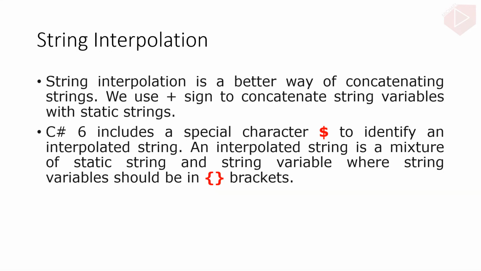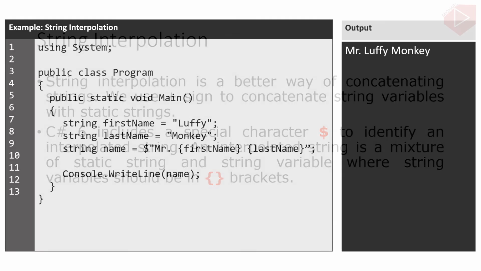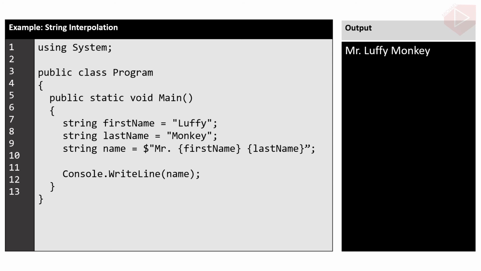String interpolation is a better way of concatenating strings. We use the plus sign to concatenate string variables with static strings. C# 6 includes a special character $ to identify an interpolated string. An interpolated string is a mixture of static string and string variable where string variables should be in brackets. This sample program is similar to what we did in string concatenation but in a better way. The $ indicates the interpolated string, and the open and close brackets include a string variable to be incorporated with a string.